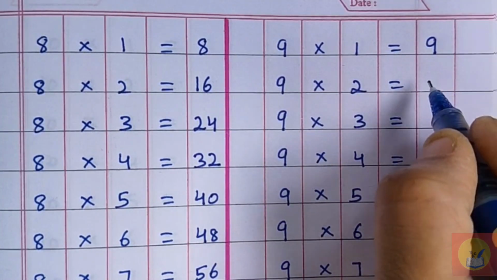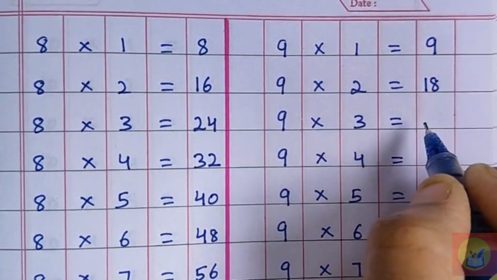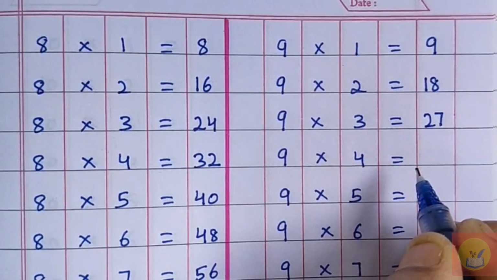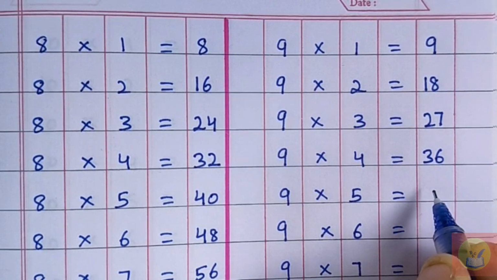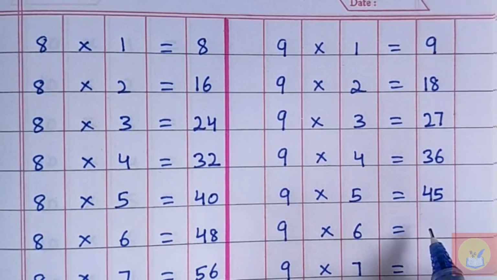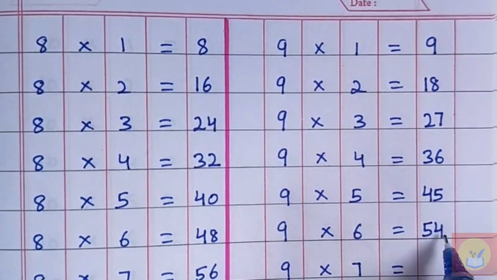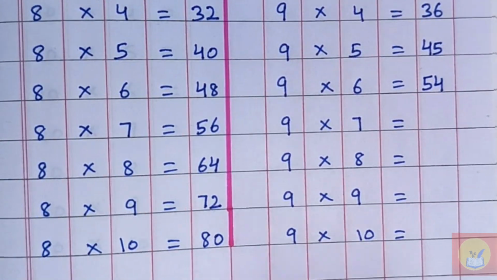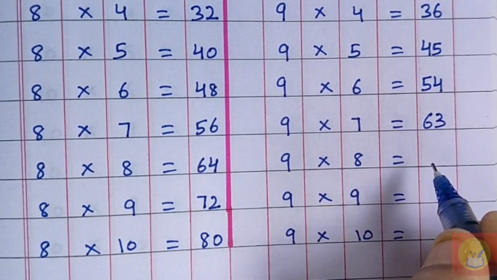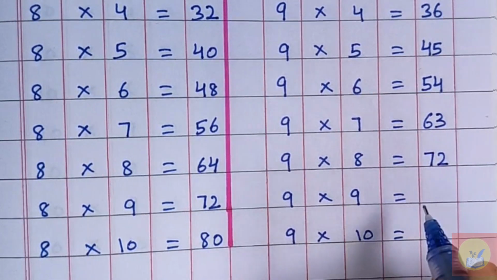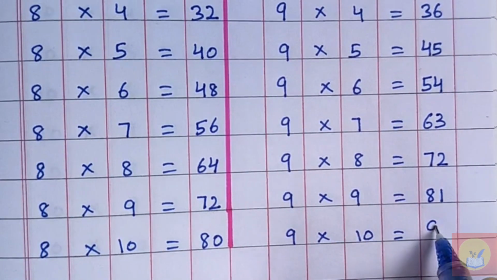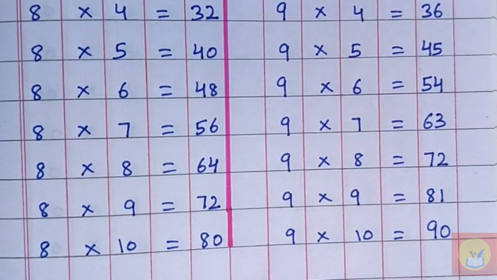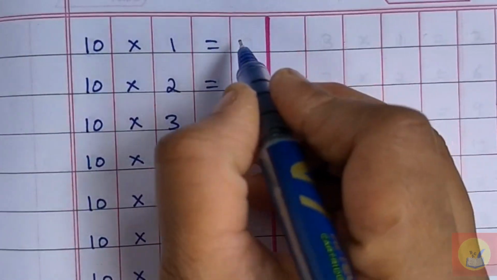9 ones are 9, 9 twos are 18, 9 threes are 27, 9 fours are 36, 9 fives are 45, 9 sixes are 54, 9 sevens are 63, 9 eights are 72, 9 nines are 81, 9 tens are 90, 10 ones are 10.